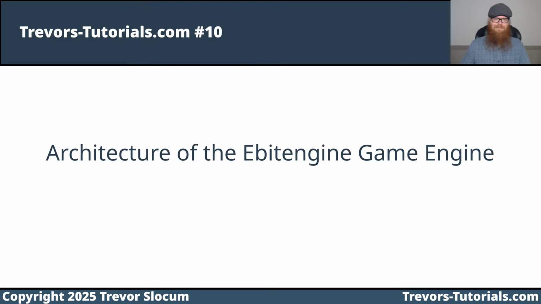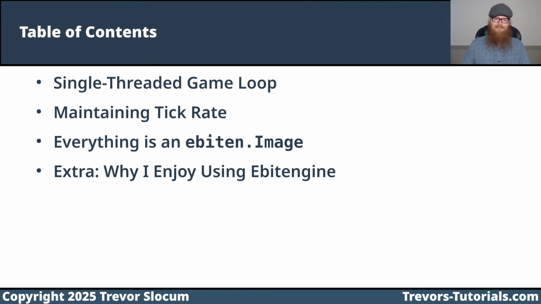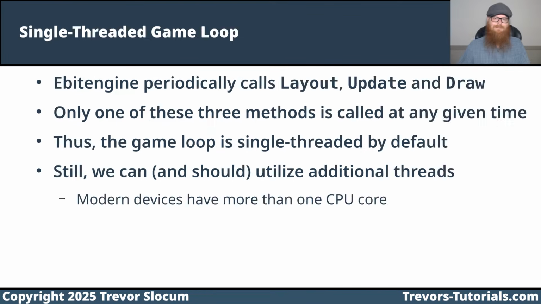I'm Trevor Slocum. In this tutorial, we'll take a closer look at the architecture of the EbiTengen game engine. We'll learn how our game loop is single-threaded by default, how EbiTengen maintains the tick rate, or ticks per second, and how all image surfaces in EbiTengen share the same type. At the end, I'll also share a few reasons why I enjoy using EbiTengen to create video games. I'll also demo a couple of libraries created for EbiTengen.